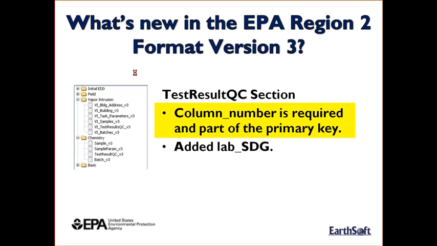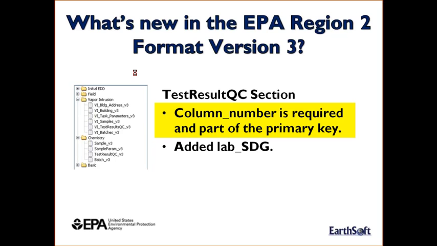Another change to the test result QC section: the column number is now a required field, and it is part of the primary key for that section. That means it must be populated. The way we handle that is, if you're receiving data from your lab and they have not populated that in the past, when you load it into the test results QC section, it will automatically populate it with NA if it is null. So if you are not receiving that data from the lab, it will be defaulted to NA.